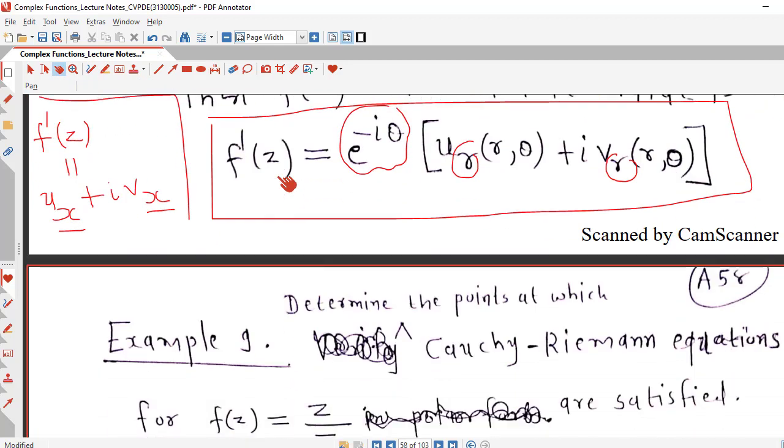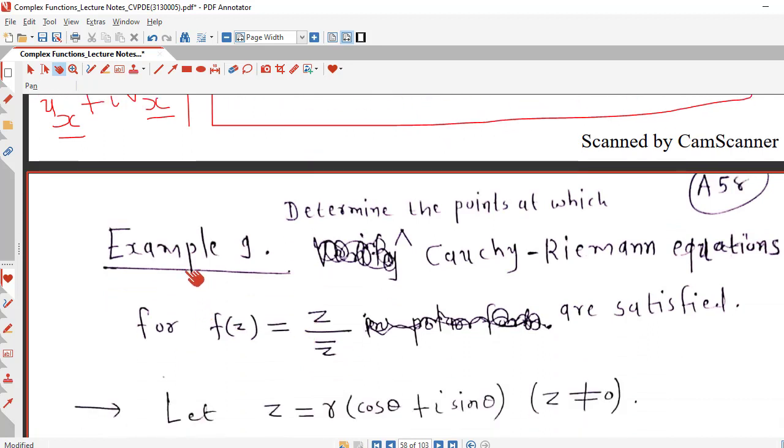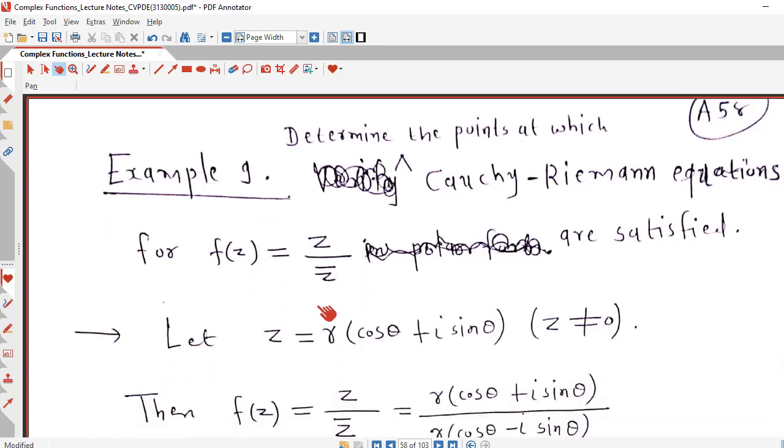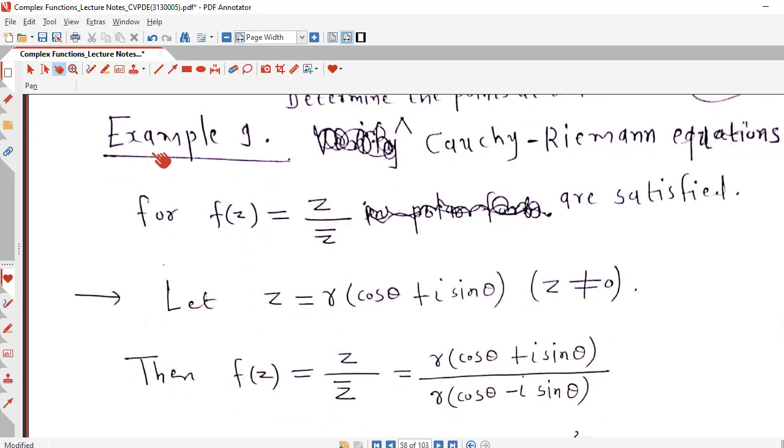So we consider one or two examples. Example number 9: determine the points at which the Cauchy-Riemann equations are satisfied for the function f of z equal to z upon z bar. This function is undefined at z equal to 0. If you put z equal to 0, then it is 0 by 0, which is undefined. So we don't have to check anything at z equal to 0. The function is undefined at z equal to 0.